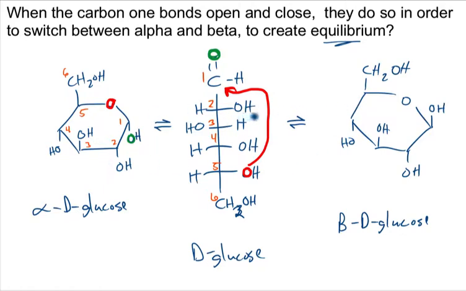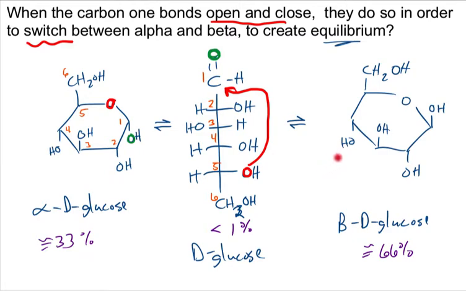In solution, the approximate percentages are something like, I think, this is coming in at about 66%. This is coming in at approximately 33%. And then this is less than 1%. The molecules are basically constantly moving back and forth between these different forms. That's what an equilibrium is. So directly dealing with this question, this process of opening and closing, yes, that is what allows it to switch between alpha and beta.